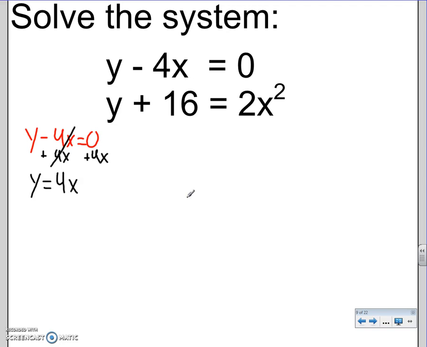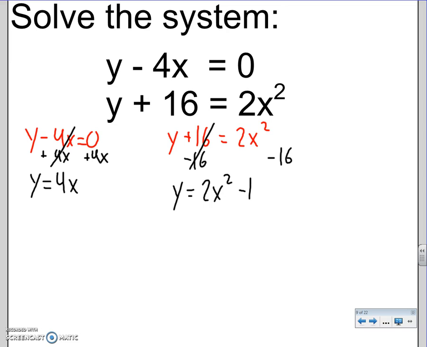My second equation, I have y plus 16 equals 2x squared. All I have to do is move that 16 by subtracting from both sides. y equals 2x squared minus 16. But once you have y equals, you're going to replace one y with the other y. Basically, this y is going to go in for this y right here. So my new equation is 4x equals 2x squared minus 16.